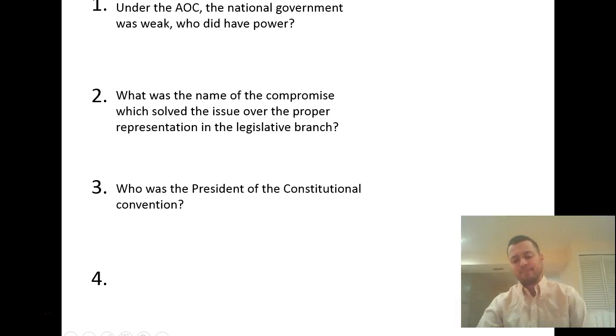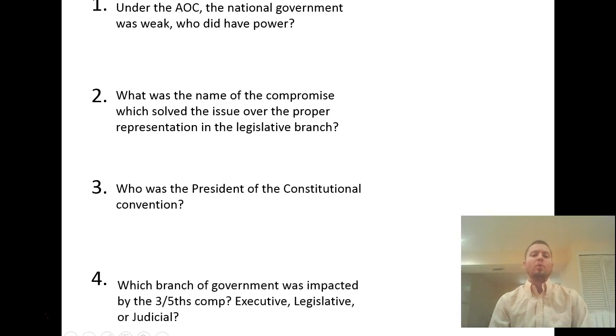Number 4. Which branch of government was impacted by the 3/5 compromise? Like, where did it apply to? Was that in the executive? Was that in the legislative? Or was that in the judicial branch? Cool. Got your answer? Love it.